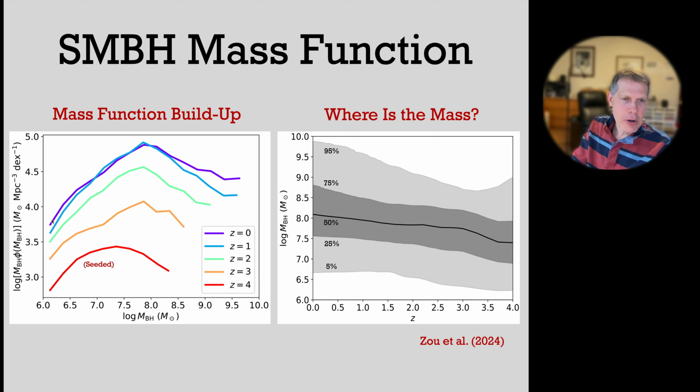And you can see that here from the fact that the blue and purple curves are rather close to one another. And that's due to the accretion dropping off so much that further growth is much smaller than the growth that happened earlier, as you would expect.